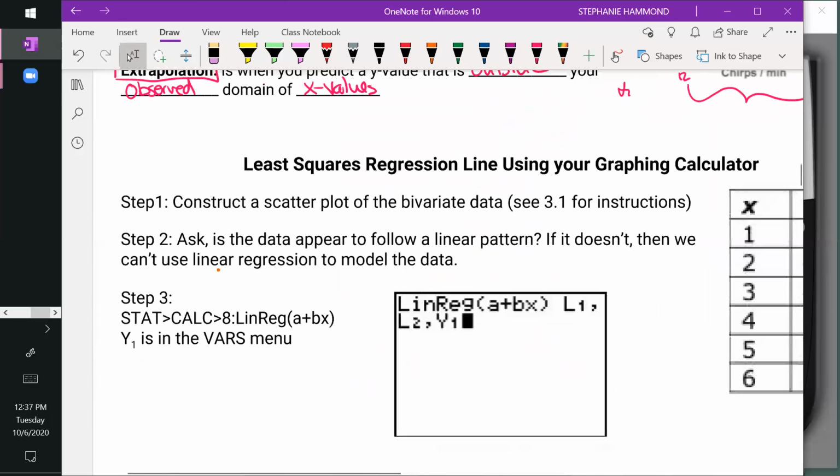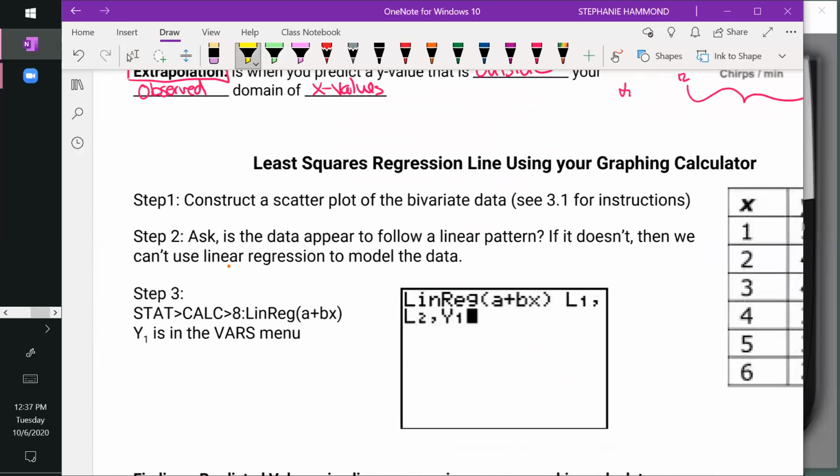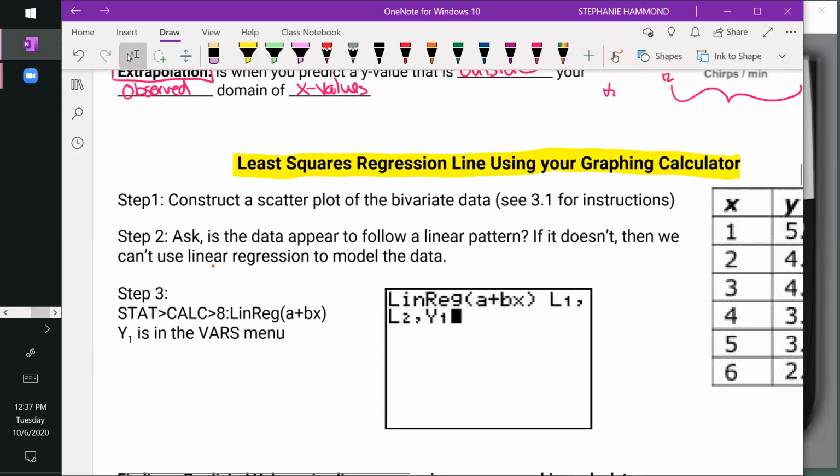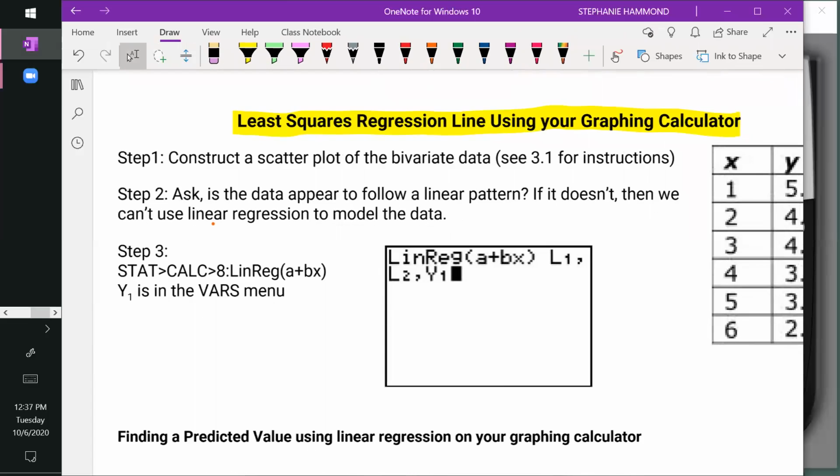All right, so let's go ahead and talk about now how to actually get our least squares regression line on our graphing calculator and then use it to answer some questions. So the first step to getting our least squares regression line is, of course, we need to actually construct a scatter plot, and we did that in 3.1.